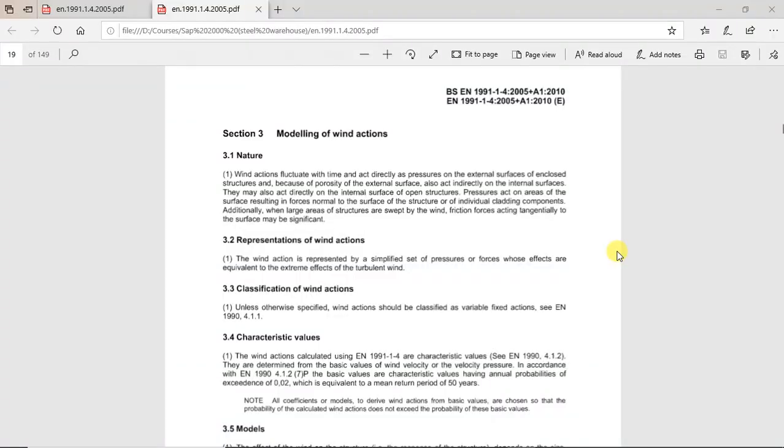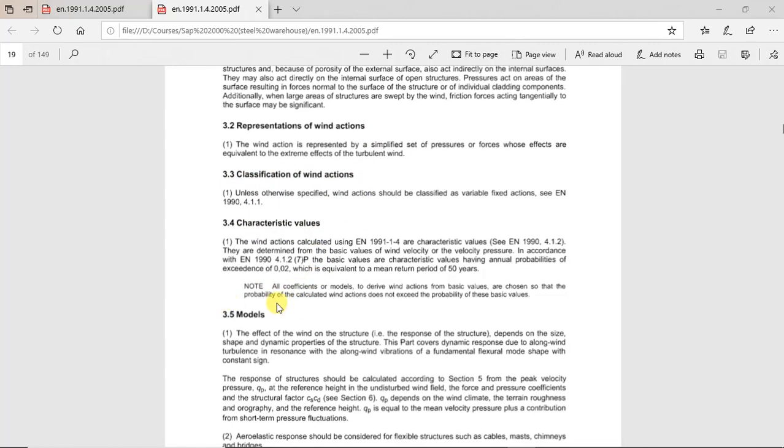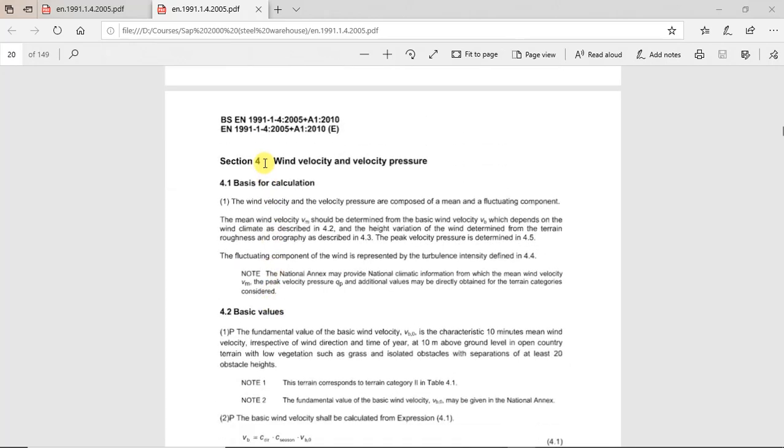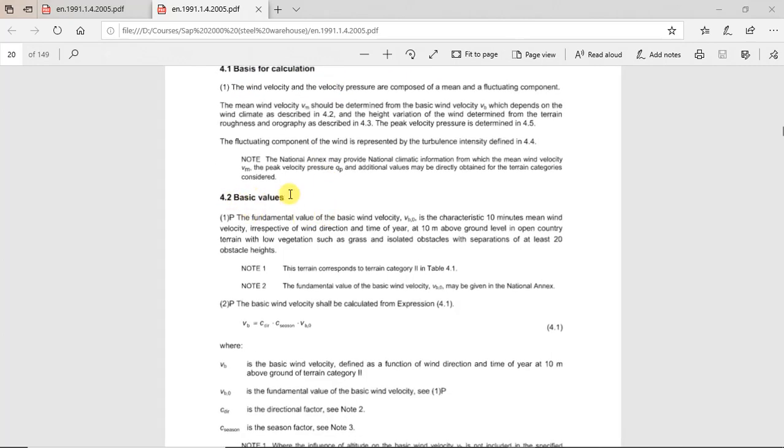Hello! In this tutorial, I am going to talk about wind load in Eurocode. Section 3, Modeling of wind actions. The nature, representations of wind actions, classification of wind actions, characteristic values, and models. Section 4, Wind velocity and velocity pressure, basis for calculation, basic values.